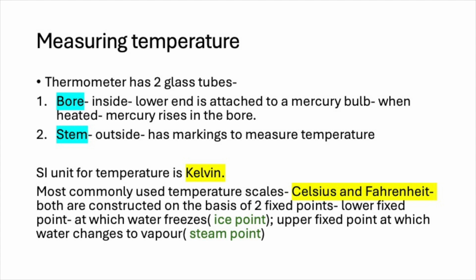Standard international unit for temperature is Kelvin. The most commonly used temperature scales are Celsius and Fahrenheit. Both are constructed on the basis of two fixed points. The lower fixed point is at which the water freezes. It's called the ice point. The upper fixed point at which water changes into vapor is called the steam point.